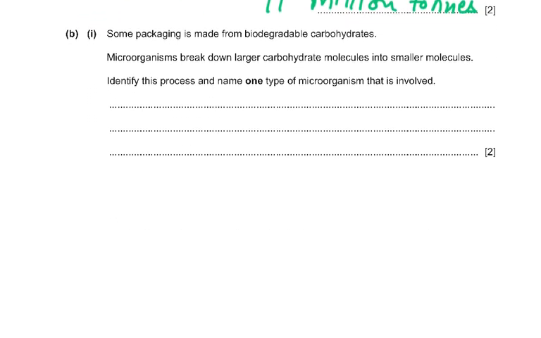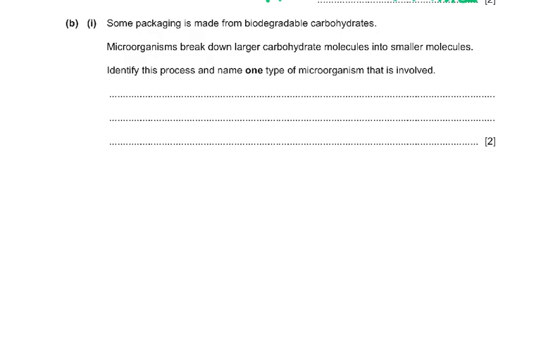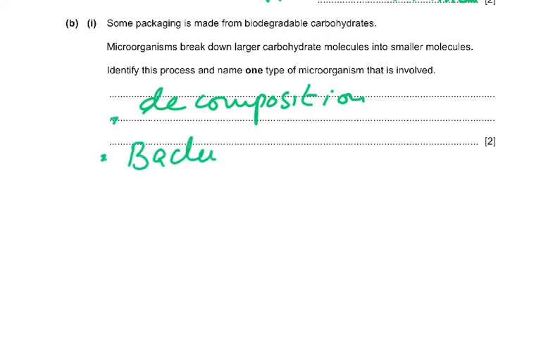Some packaging is made from biodegradable carbohydrates. Microorganisms break down larger carbohydrate molecules into smaller molecules. Identify this process and name one type of organism that is involved. So decomposition would get you 1 mark, and the other would be bacteria and fungi. So if you wrote bacteria and fungi, or you could have just written one of them, bacteria and/or fungi.